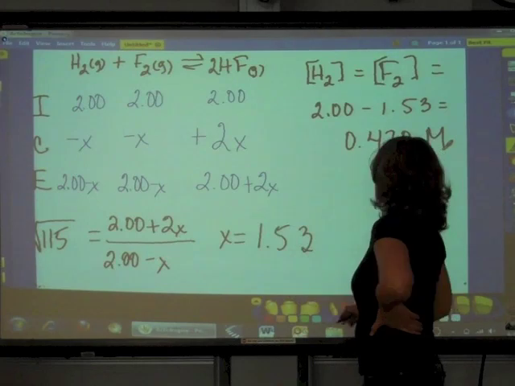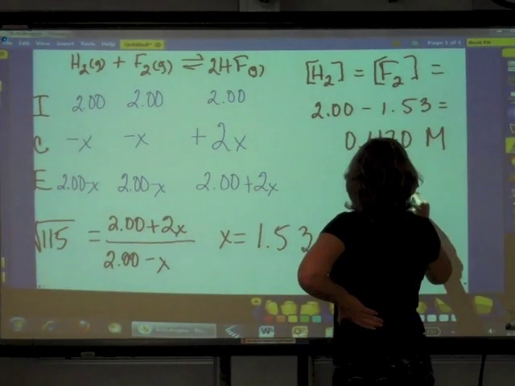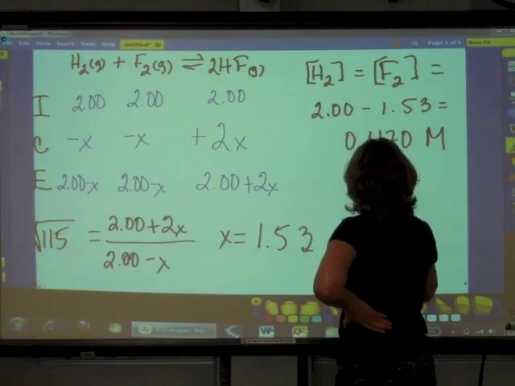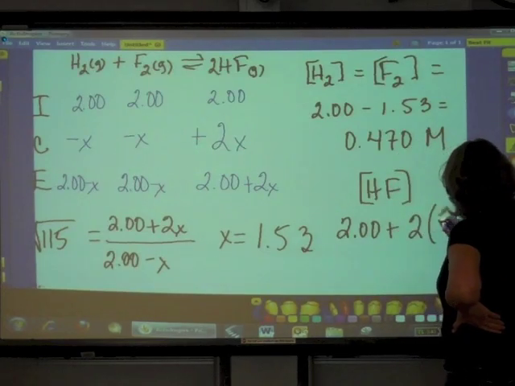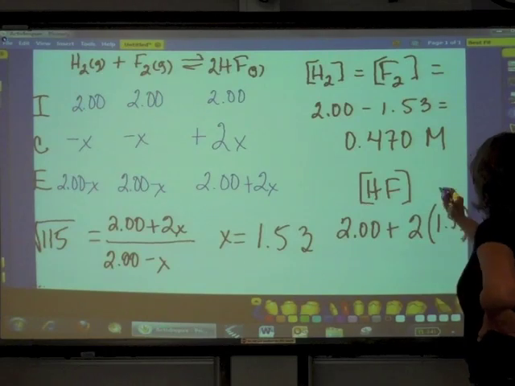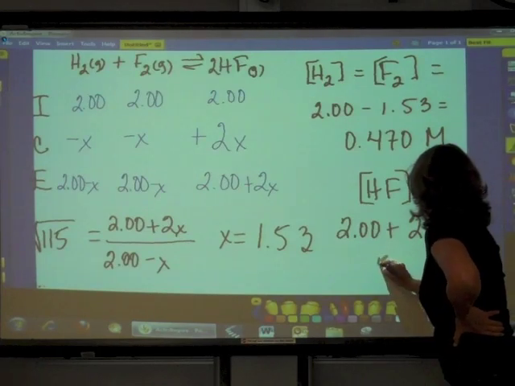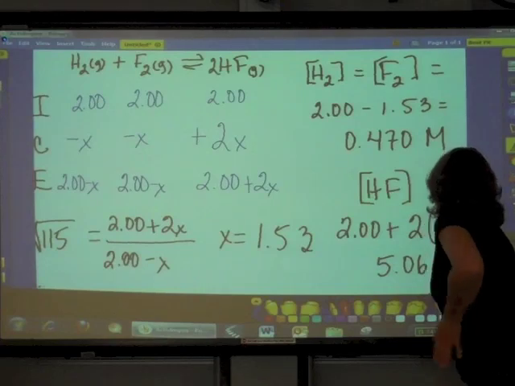Those are my equilibrium concentrations for hydrogen and fluorine. And what about HF? It's going to be 2 plus 2 times 1.53, and so that is going to be equal to 5.06 molar.